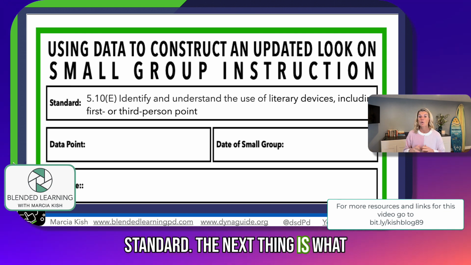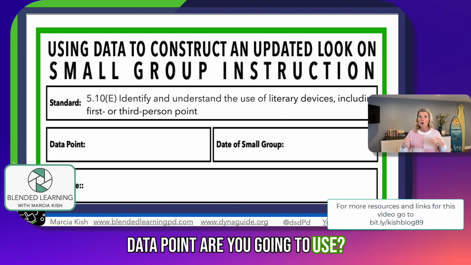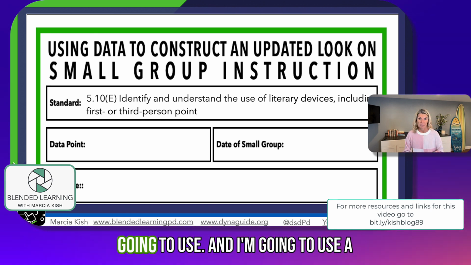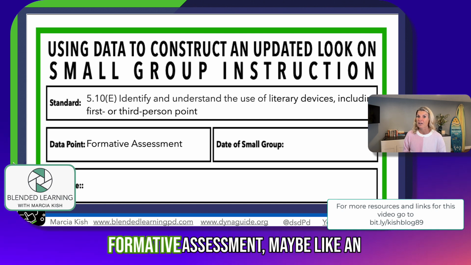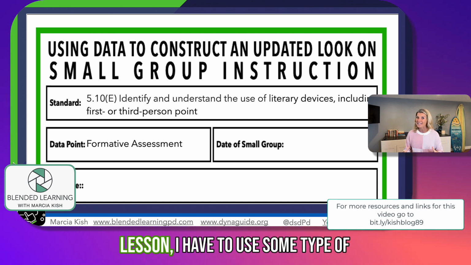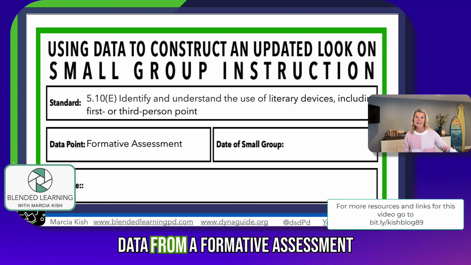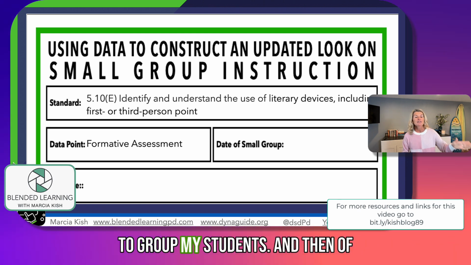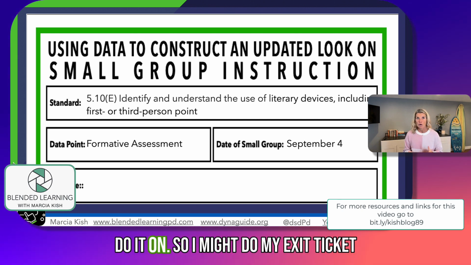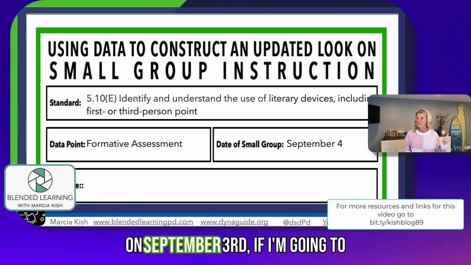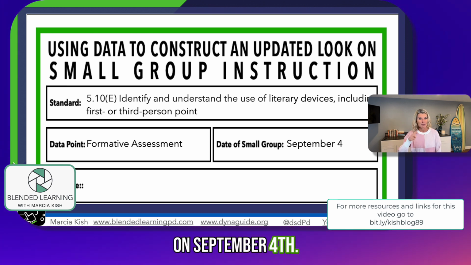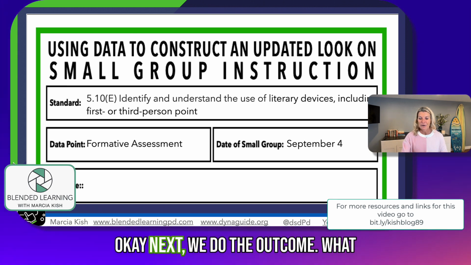The next thing is, what data point are we going to use? We're differentiating. Therefore, we need to know what data point we're going to use. And I'm going to use a formative assessment, maybe like an exit ticket. So before I deploy this lesson, I have to use some type of data from a formative assessment to group my students. And then, of course, I put what date I'm going to do it on. So I might do my exit ticket on September 3rd if I'm going to deploy differentiated small groups on September 4th. Okay, next, we do the outcome.